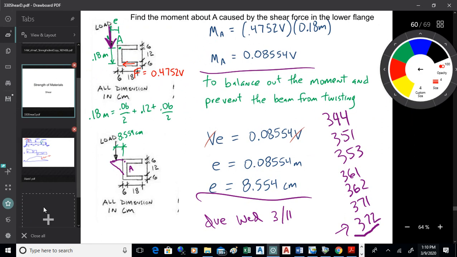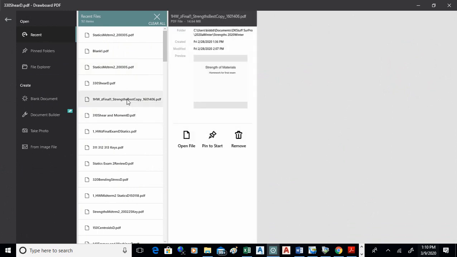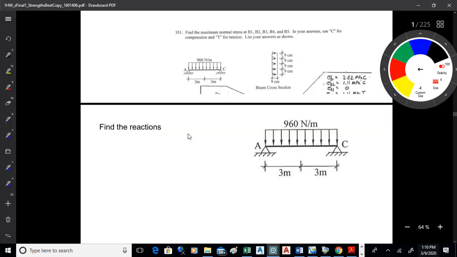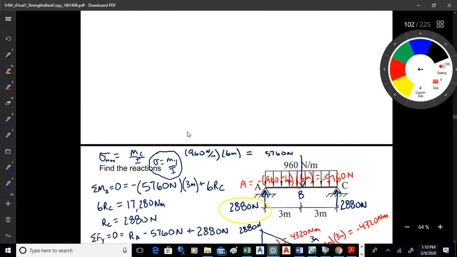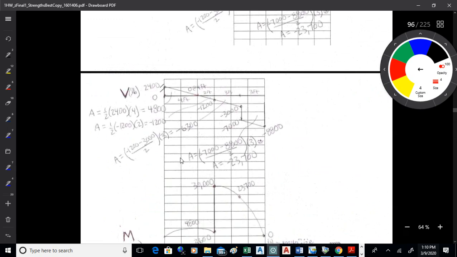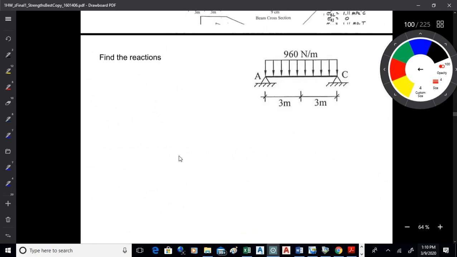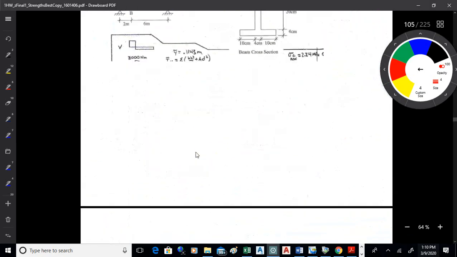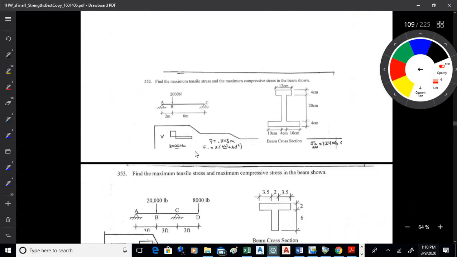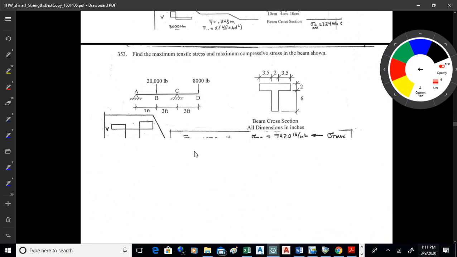All right, let's have a look at 351 and 3 then. Those are the bending stress problems. Let's have a look at that. We look at 353 a little bit. They're fairly similar problems, these two. All right, so what you got on these, do we got any questions on this, on 351 or 3?